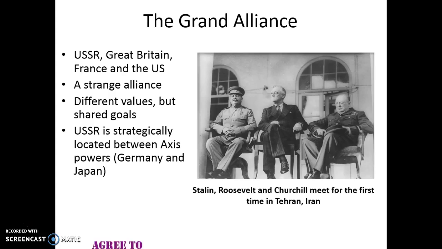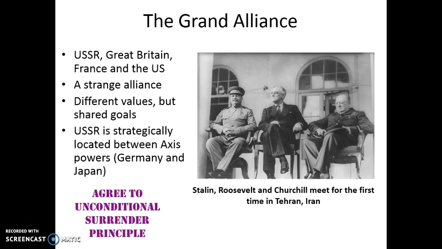And so they all agree at this first conference when they meet in Iran that they're going to push for an unconditional surrender of both Germany and Japan. And what that means is that Germany and Japan have to sign surrender and cannot get any concessions, that basically the Allies are going to dictate the terms of the surrender.